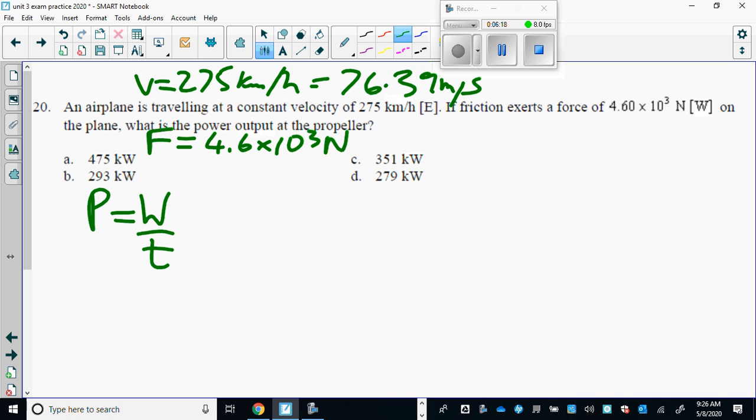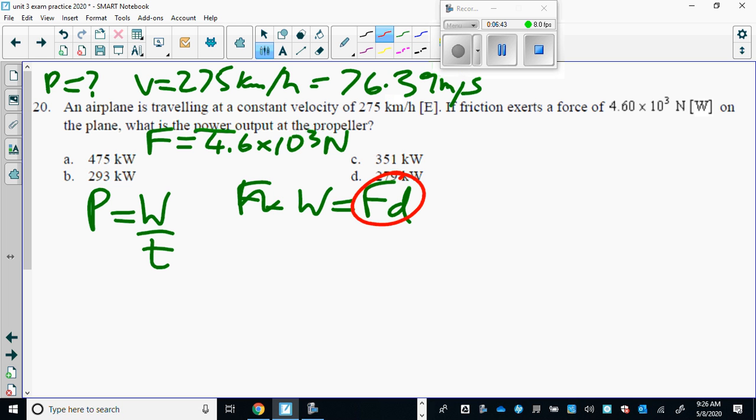When you see those two variables in the question, you should say, oh, we derived a formula that has velocity and force and then is asking for power. So power is what they're asking for. And how do we derive that formula? We started with this formula here, and then we combined it with this formula here.